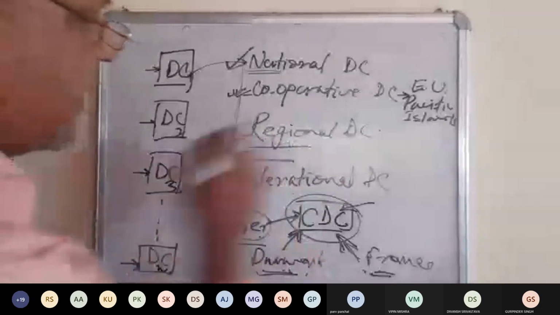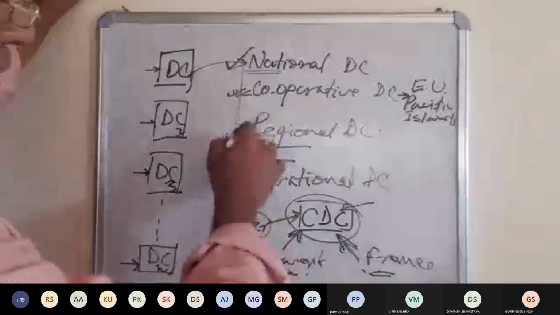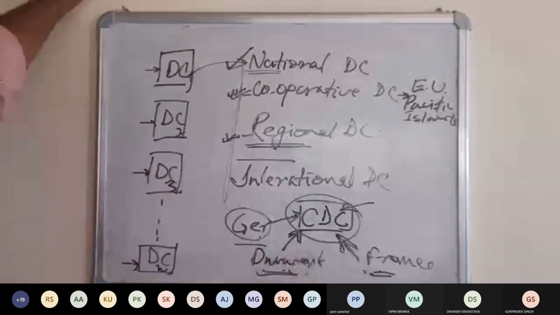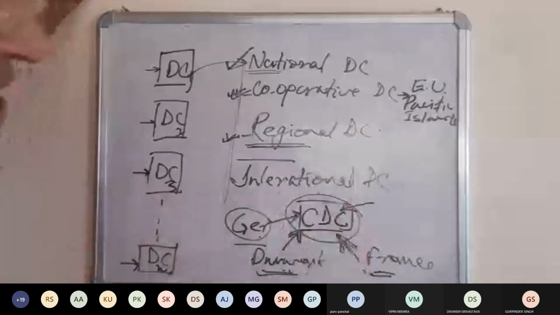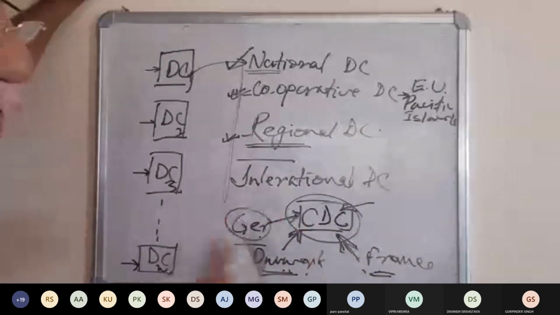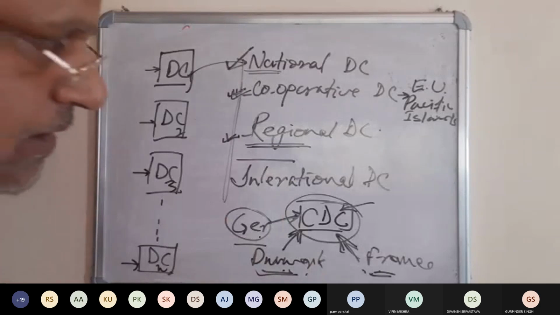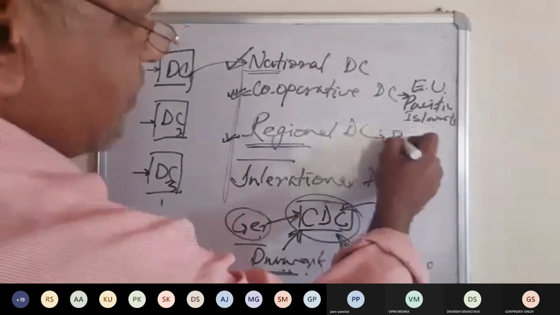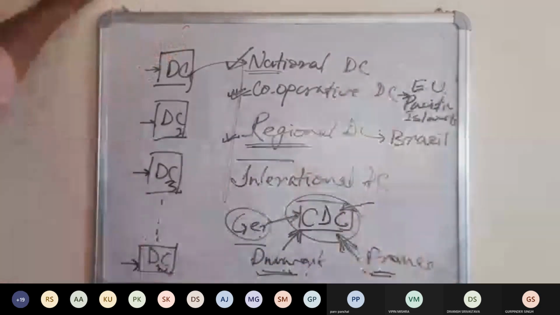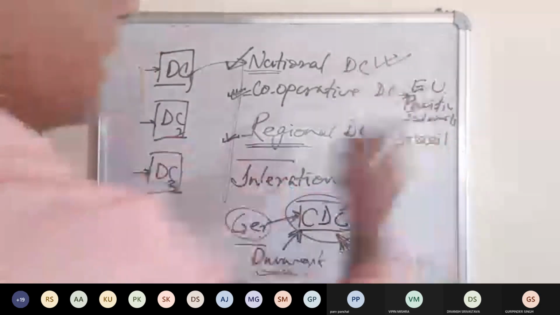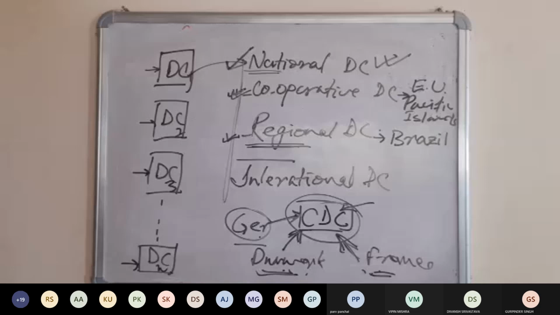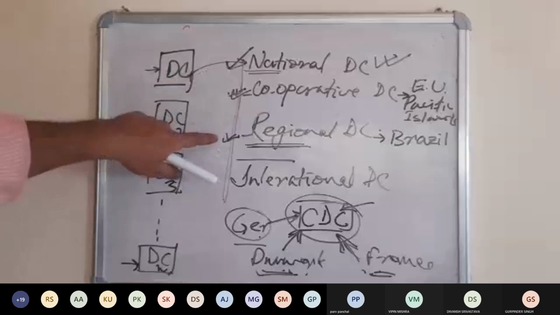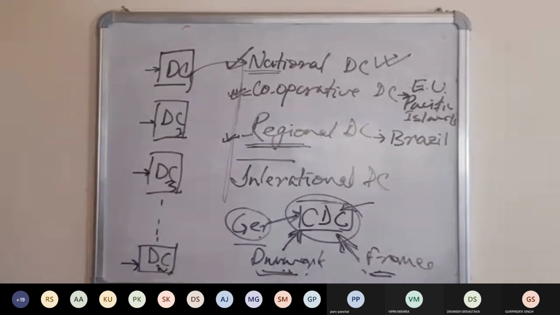Next one is regional data center. This and this are same basically, but this is constrained by the region. All the countries of one region send to one data center. All the countries of their area, their region, send there. There is only one example of that, which is Brazil. Remaining all are national data centers. So some 100, 150, 125 national data centers, 2 cooperative data centers, and only 1 regional data center.